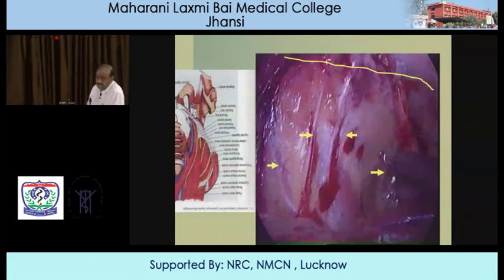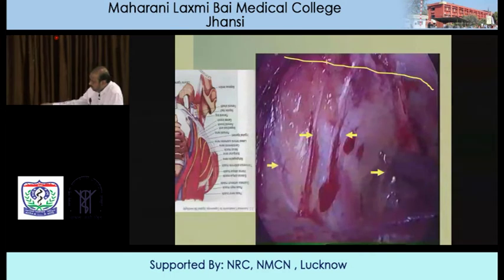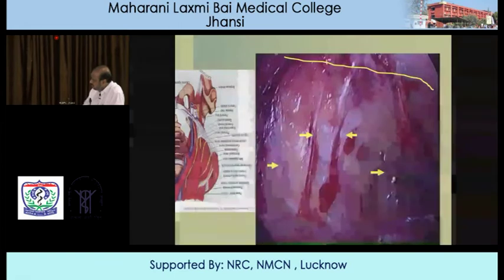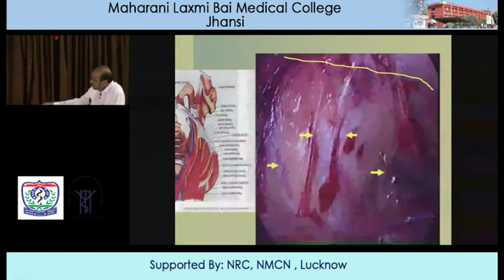Now, which is important? This is an area where you got the fork, and this fork is what? The genitofemoral. Why genitofemoral? It's got two branches to it. The genital branch and the femoral branch. So this is basically the genital branch and you got the femoral branch. Femoral branch enters the thigh. The second is the lateral cutaneous nerve of the thigh. The lateral cutaneous nerve of the thigh.